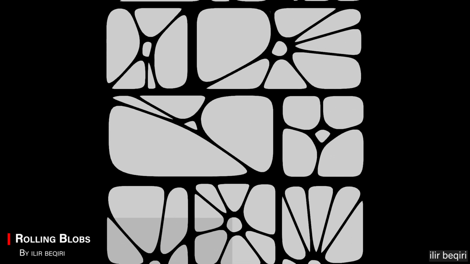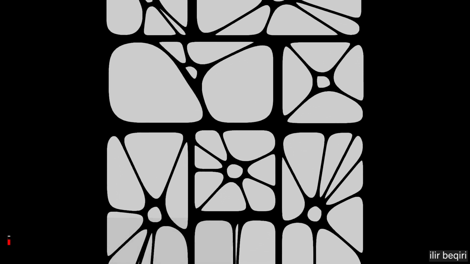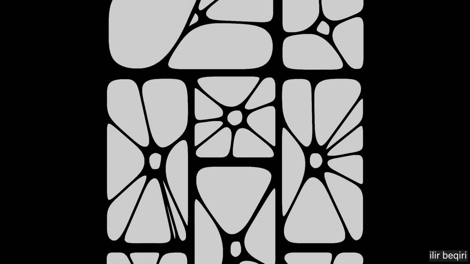This animation showcases a rolling mosaic of white, organic shapes on a black background, all generated using Blender's geometry nodes.